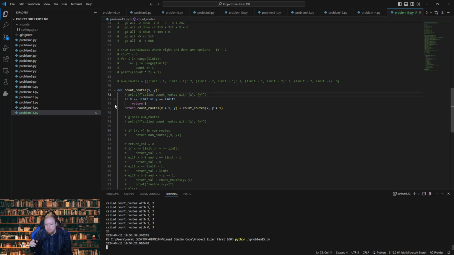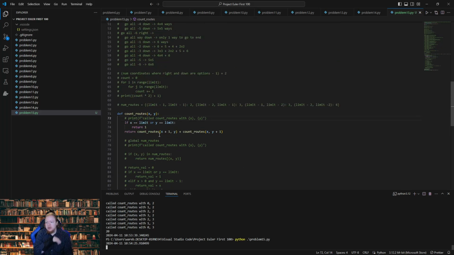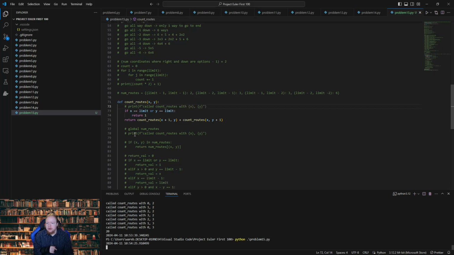But if you see here, let's manually look through it for 2 by 2. We're calling it with 0, 0, so we always start in that upper left. Come in, 0 is not equal to 2, so neither of these work. Then we call count routes with, let's just focus on this first one, 0 plus 1, 0. So again, not the limit. Call it with 2, 0. 2 is the limit. Return 1.